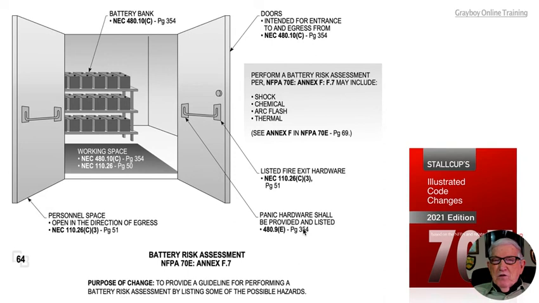480.9(E) on page 354. So check this out very carefully and notice the panic hardware that you see here has to be listed. But notice in the new 2020 NEC, listed fire exit hardware has to be considered by this section that you see here. So check this out very carefully.